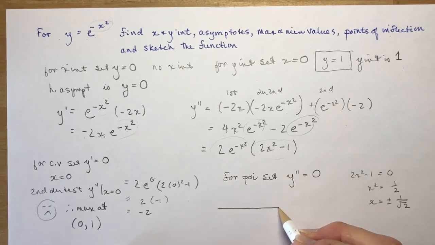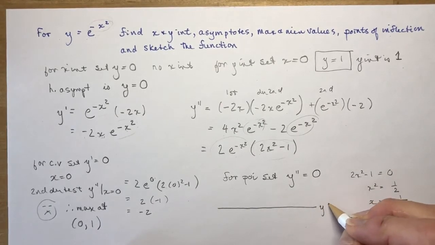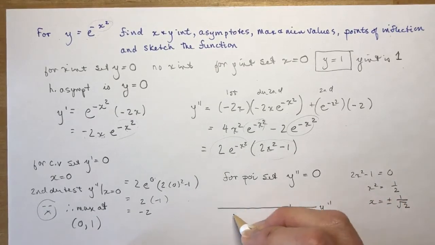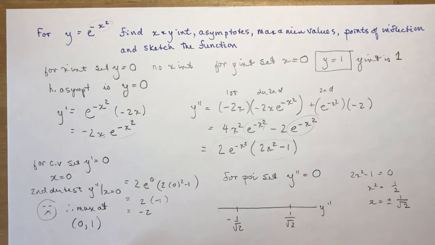I'm going to do a second derivative test to check for concavity. So y double prime, and I'm going to have 1 over root 2 here and minus 1 over root 2, and I'm going to check values in each of these 3 sections to see if they're positive or negative. So what's 1 divided by root 2 anyway? Just over here on my calculator, I get 0.7.